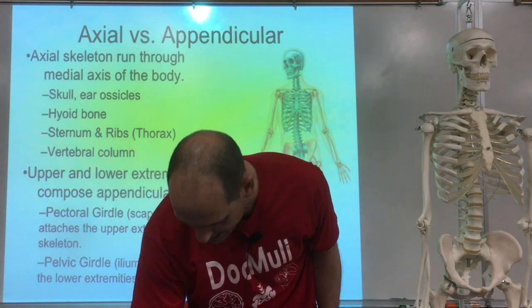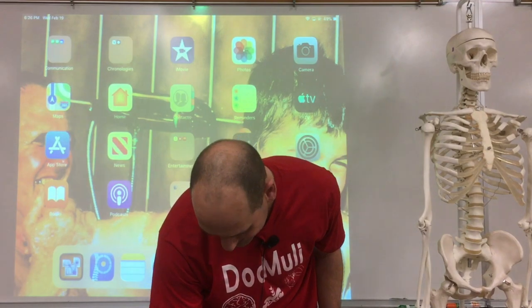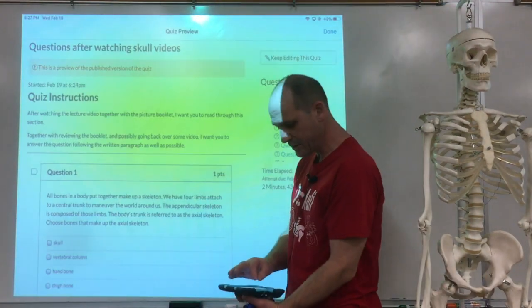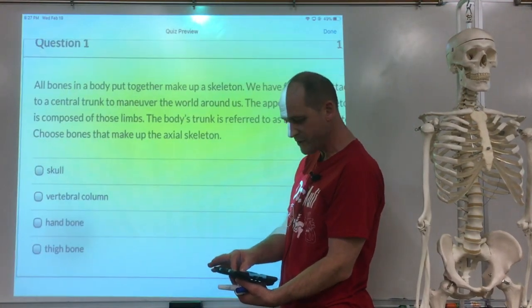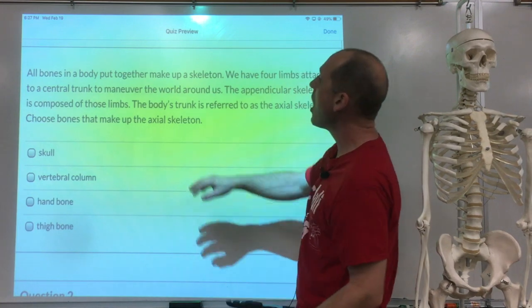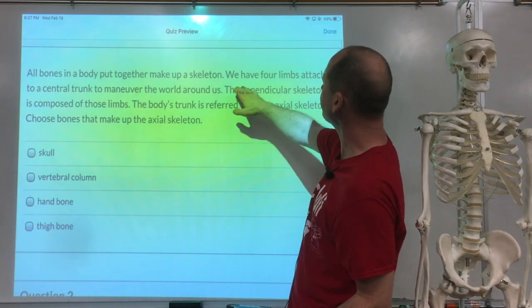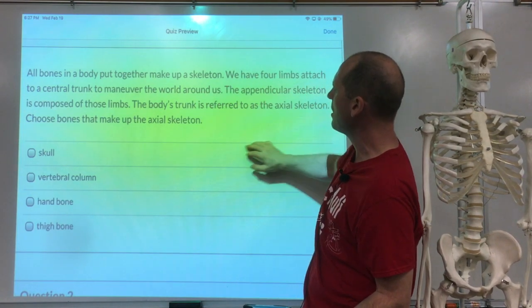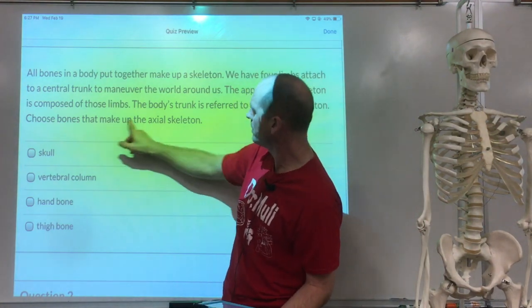Okay, so let's see. That's probably the first question, since I'm that organized. You can tell I didn't pre-read the questions today. All bony parts together. We have our limbs attached. So what are these then? Axial?